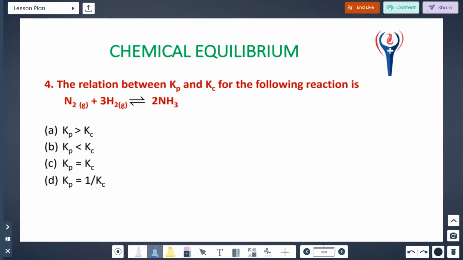One equation is given. What is the relation between Kp and Kc? So you know what's the formula for K? What's the relation between Kp and Kc? You know that Kp is equal to Kc into RT power what? Delta n.